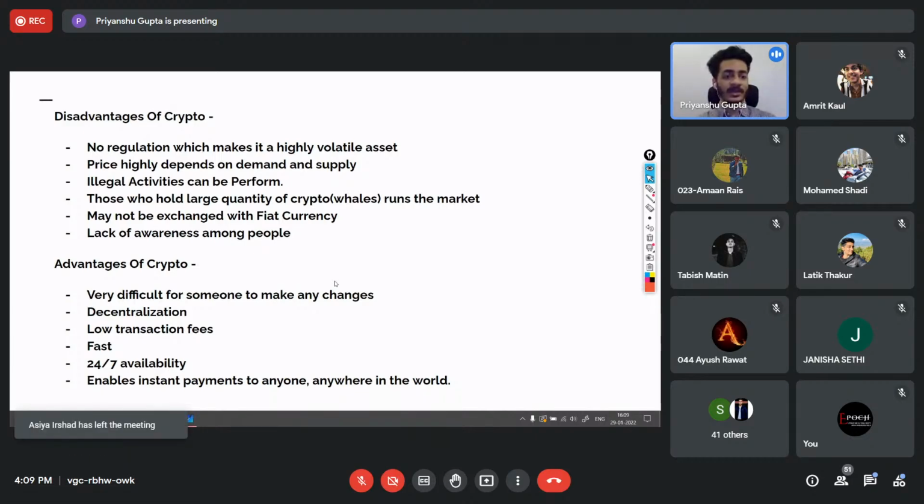And maybe the transaction will be done only in bank hours. But here it is available 24/7. This crypto network is available 24/7. You can buy and sell crypto anytime you want. And it also enables instant payment. Banks will take around 5 to 7 days for the transfer, but here you can transfer in just a few clicks to anywhere in the world. So those are some advantages of crypto.